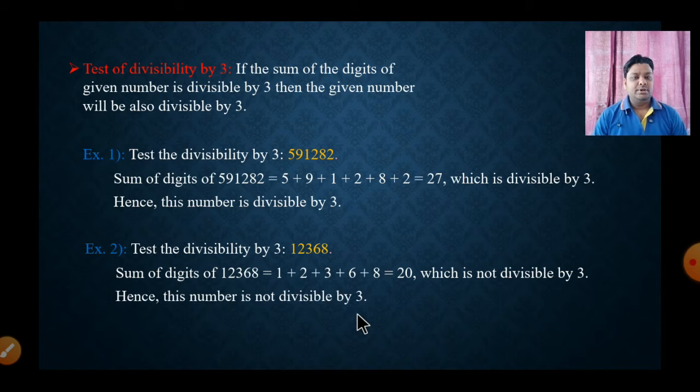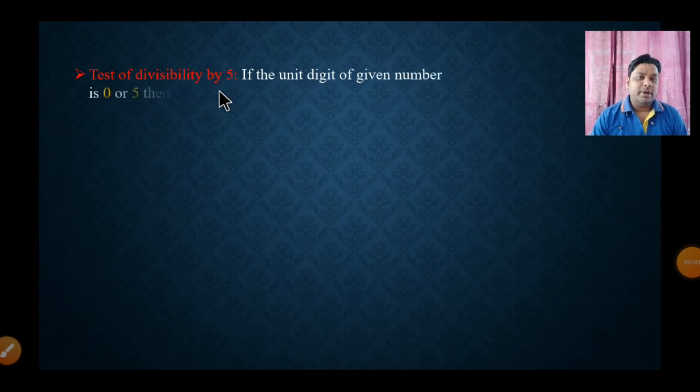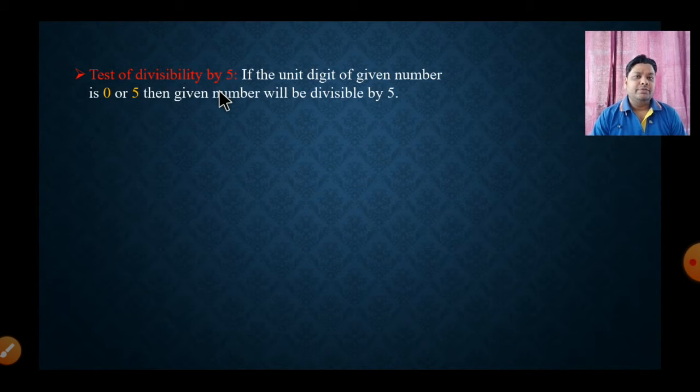Okay students, now let's see another test of divisibility. Now students, we will check the test of divisibility. It is very easy. Directly we can see the unit digit only. So if the unit digit of a given number is 0 or 5, it means the last digit is 0 or 5, then we can say that the given number will be divisible by 5.